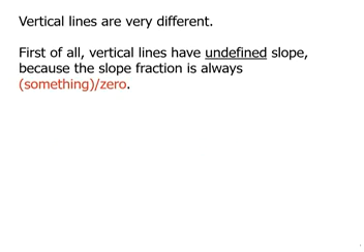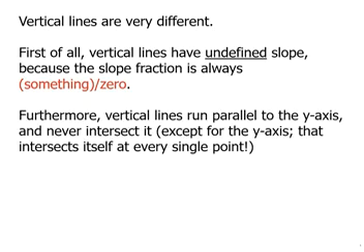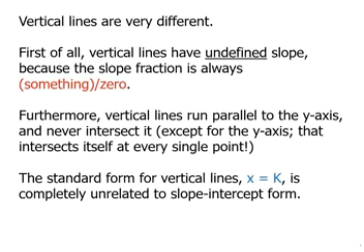Now, vertical lines are very different. First of all, vertical lines have undefined slope, because the slope fraction is always something over 0. So you could say they have infinite slope or undefined slope. Furthermore, vertical lines run parallel to the y-axis, and typically they never intersect the y-axis, except for the y-axis itself. Any vertical line that is not identical to the y-axis never intersects the y-axis. So the standard form for vertical lines, x equals k, is completely unrelated to slope-intercept form. It's its own thing.